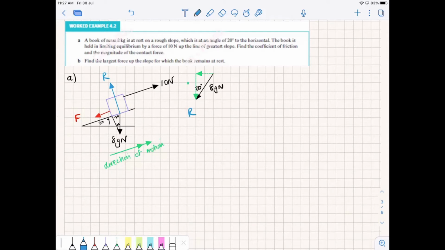So my normal contact force and this vertical component must be equal to each other, okay? Because this object is in equilibrium. And because the direction of motion is perpendicular to them, they will always be in equilibrium. So this is going to be 80 because 8g, that's going to be 80 newtons, right? It's the adjacent side, so this is going to be cos 20 degrees.